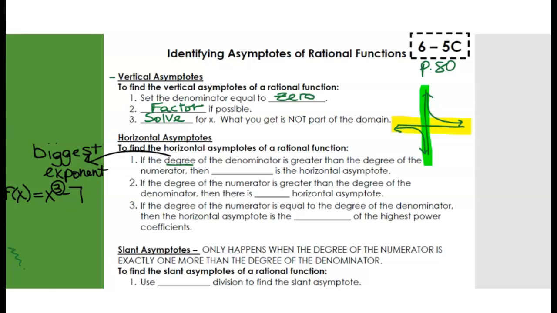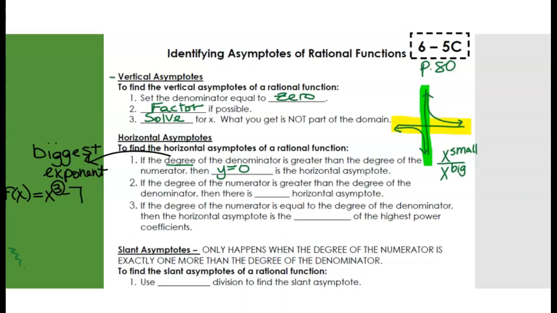Okay. So if the degree, or the biggest exponent, of the denominator is greater than the degree of the numerator, then y equals 0 is the horizontal asymptote, just like in the parent function. So off to the side, I'm going to give you a little mini function to help you remember. We've got a rational function, x on top, x on bottom. The degree of the denominator is greater, so you've got a big exponent here and a small exponent here. That would be a situation that gives you y equals 0 for the horizontal asymptote.